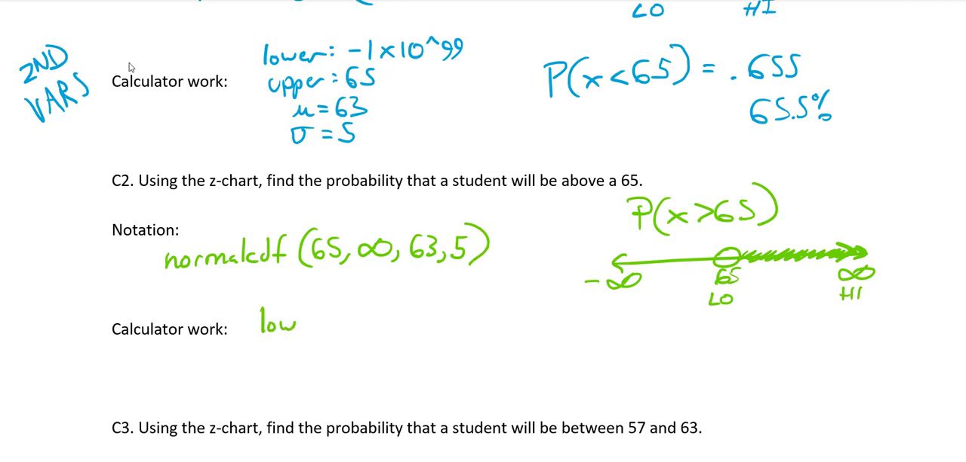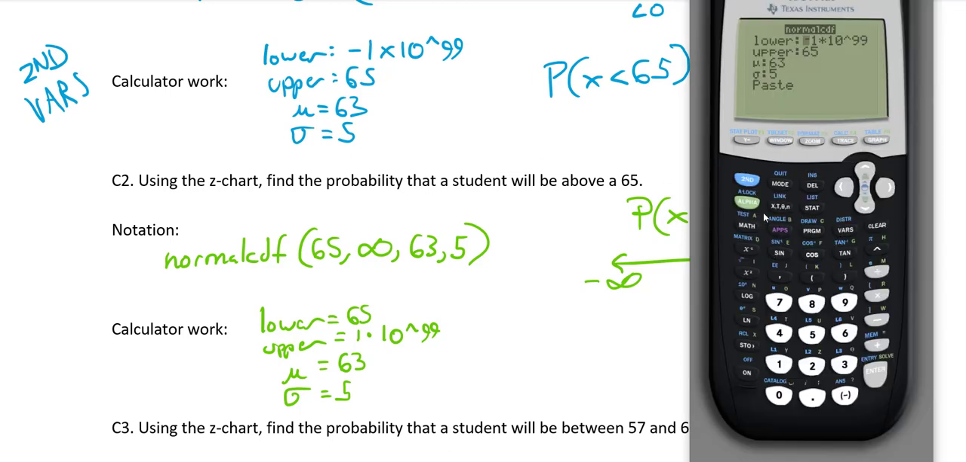Now again, we'll look at our lower and upper and mu and standard deviation. Nicely, our standard deviation and mu are going to stay exactly the same. In this case, our lower number is now 65, and our upper number is now positive infinity, but we're going to trick the calculator by using 1 times 10 raised to the 99th power. If we do that, we will get our answer, which is going to be the complement of 65.5, because we've just chosen to do the other side of the problem.